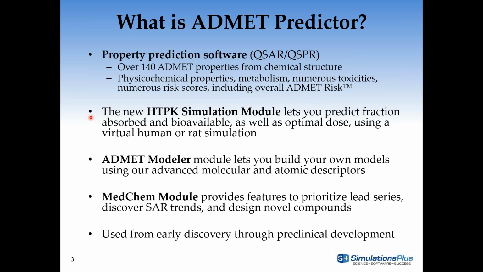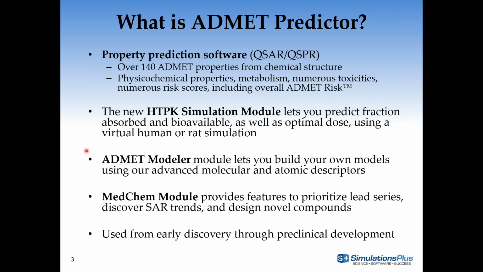Recently, in ADMET Predictor version 8.5, we introduced what we call the high-throughput pharmacokinetic simulation module. So that is used to predict fraction absorbed and fraction bioavailable, as well as other properties using a virtual human or rat simulation. So this feature is similar to our GastroPlus software, and we have made a number of changes to this module for version 9, and I'll be discussing those.